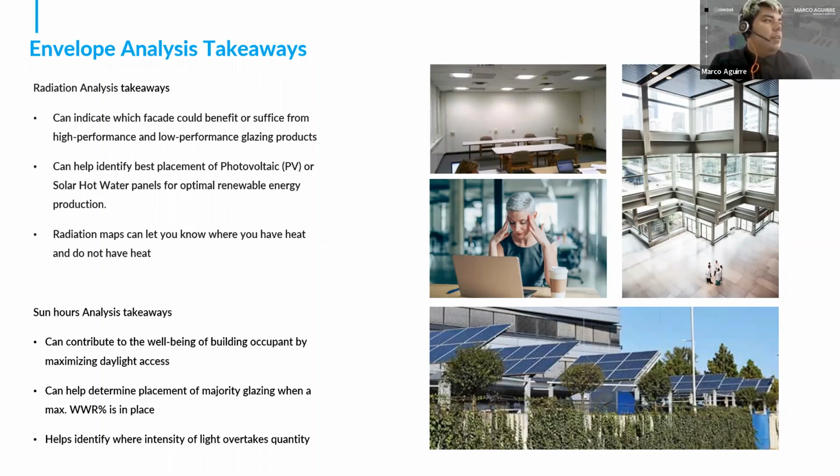And for the sun hours analysis, it's all about building occupants and maximizing daylight access. There are certain cities across the country that have a maximum window-to-wall ratio. So if you have to budget where you're going to place and distribute all the glazing, making sure it's going to receive the most amount of outdoor light, the sun hours analysis can be really helpful.